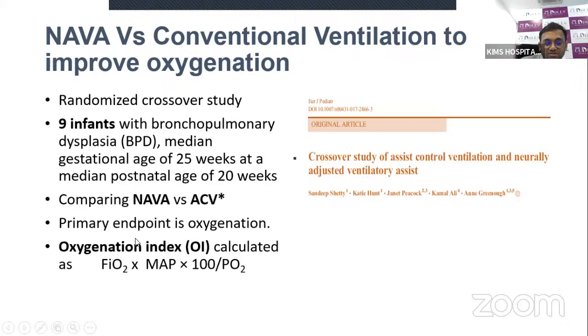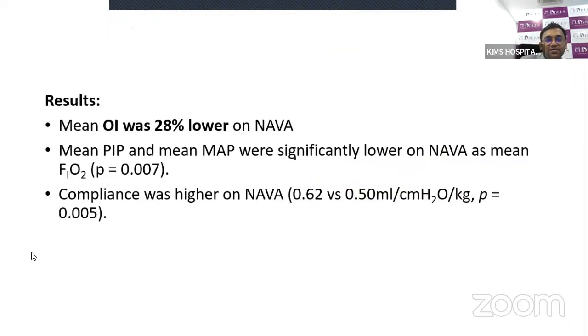Their primary endpoint was the oxygenation index, which is the product of MAP and FiO2 divided by PaO2. They found that by using NAVA, the oxygenation index was lower by 28%, which means the oxygenation is appropriate and they are requiring lower FiO2 levels. Even the mean PIP and the mean MAP were significantly lower in NAVA. That's why the MAP decreased, so the oxygenation index also decreased. The compliance was better with NAVA compared to assist control ventilation.